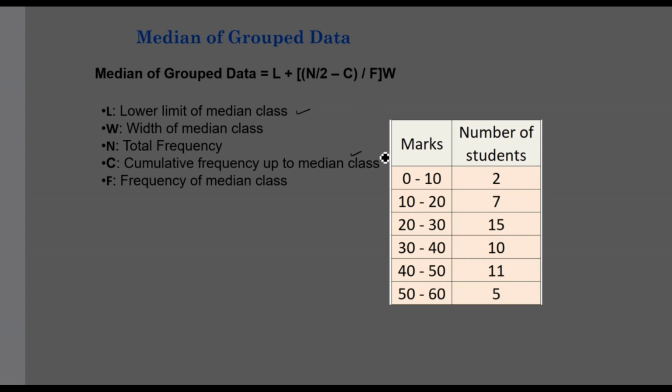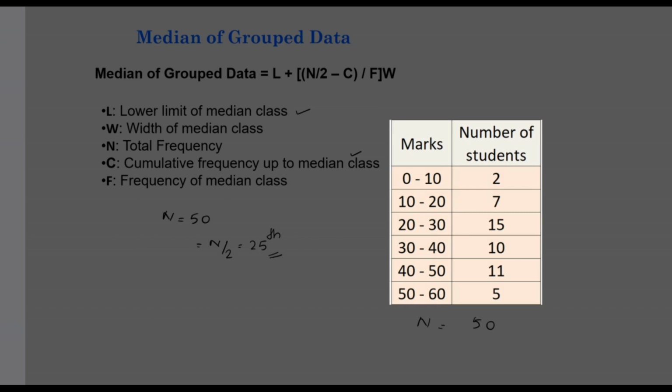For finding the median class, there is a technique. First we calculate the total number of students. In this example, when we add all the students, it is 50. If n is 50, we know that the median is the central value, so we calculate n by 2. Here n by 2 is 25. Our aim is to find the class that holds the 25th value of this data set.